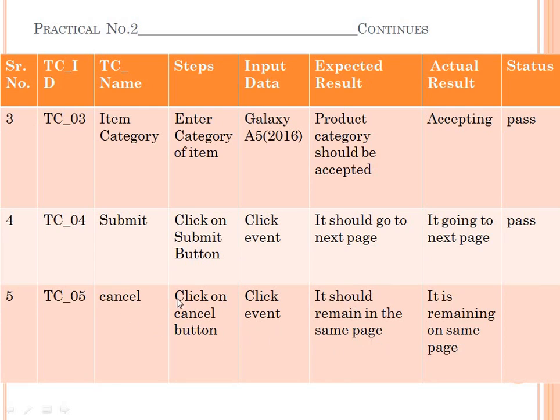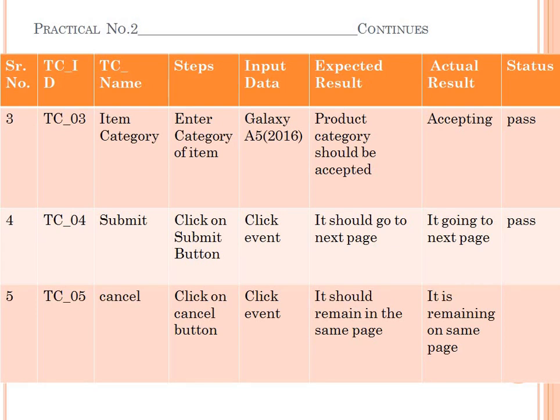If we click on the cancel button, it is not going to the next page, it should remain on the same page. If this happens in the actual result, that is it is remaining on the same page, then the test case is pass, otherwise the test is fail. We only check the expected result and the actual result. If the actual result is same as the expected result, then status is pass, otherwise the status is fail.